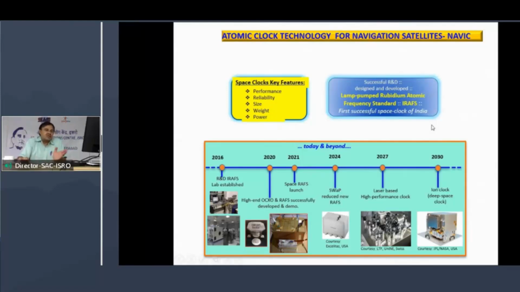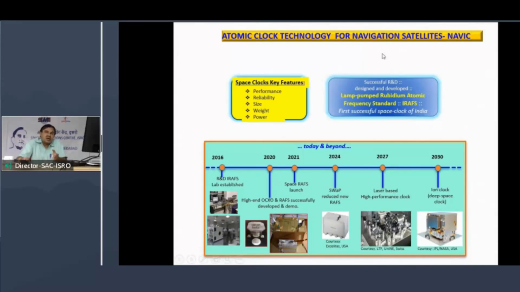Till now, whatever satellites we have launched, we have used imported atomic clocks, because you need very precise timing. The timing reference should not deviate by the order of 10 raised to minus 13 or minus 14. That means 1 second in 10 raised to 13 or 10 raised to 14 seconds. That will come to almost 1 lakh years. Your clock should deviate by only 1 second. So that much precision is required. You can imagine the requirement of this particular clock.